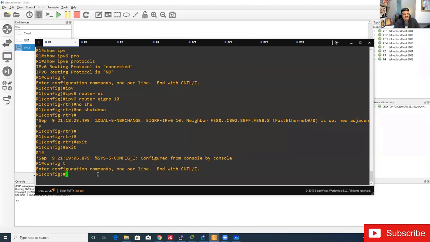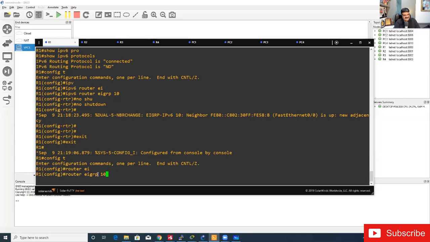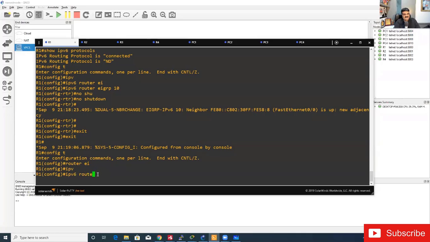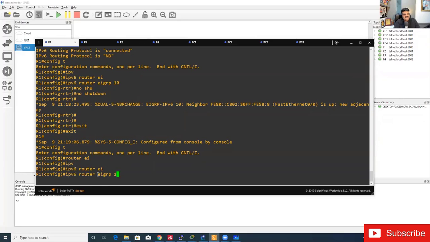If I want to configure IPv4, the command would be router EIGRP 10. If I want to configure IPv6, it is IPv6 router EIGRP 10. There are IPv6 hello packets, everything is going on.